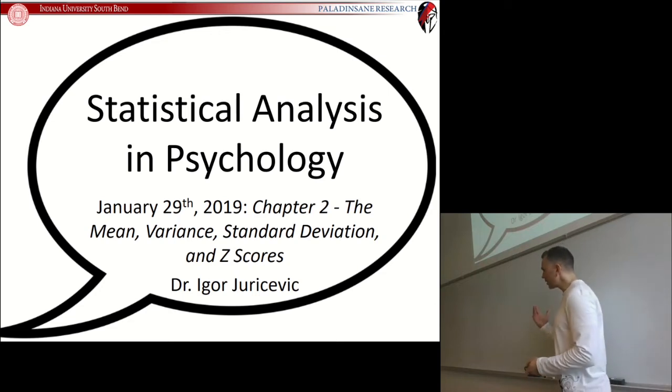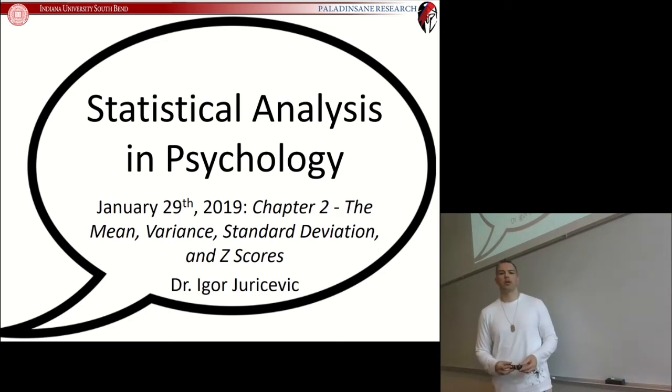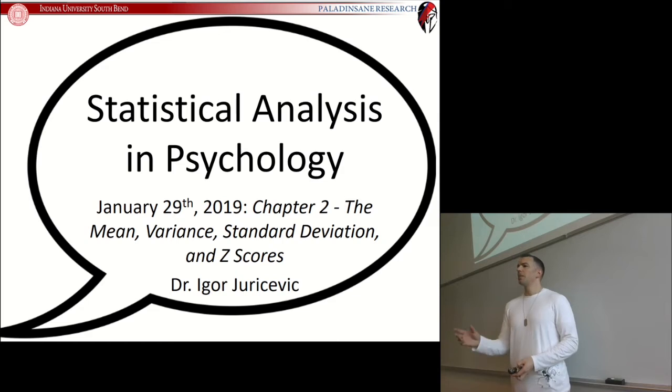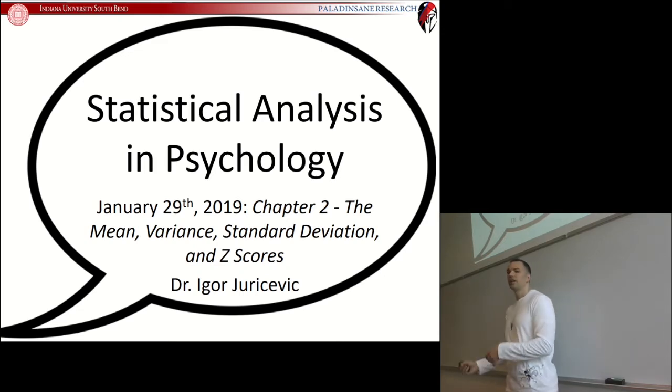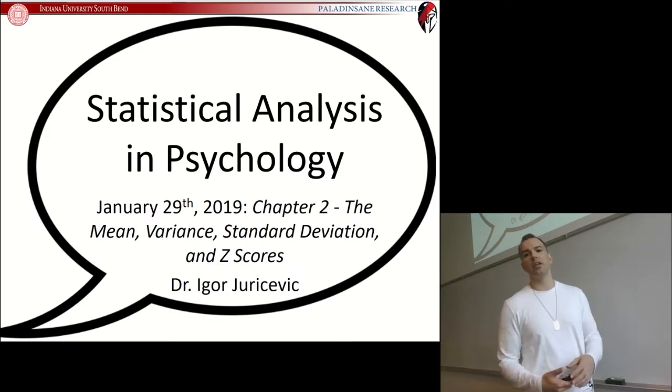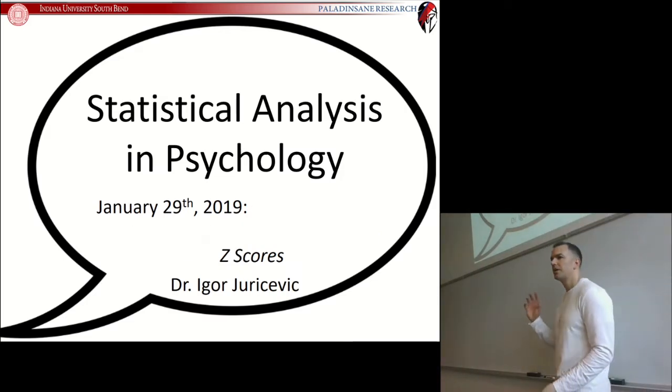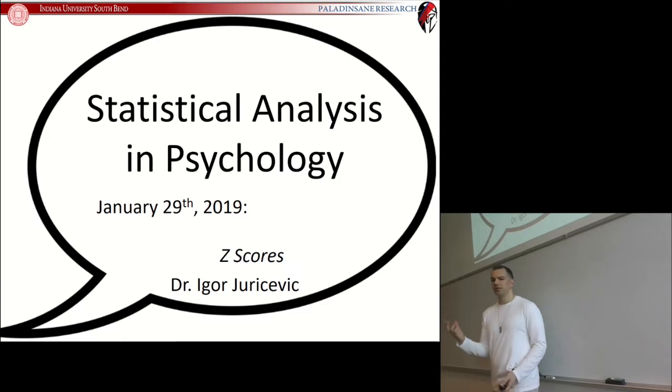So what we're going to do today is finish up our look at Chapter 2 by taking a look at the last concept introduced in that chapter, which is z-scores. We already took a look at measures of central tendency, and we discovered the mean. Then we saw that we used the mean in our calculation of variance and standard deviation. And now we're going to use both the mean and standard deviation in our calculation of a very useful concept in statistics, which is z-scores.